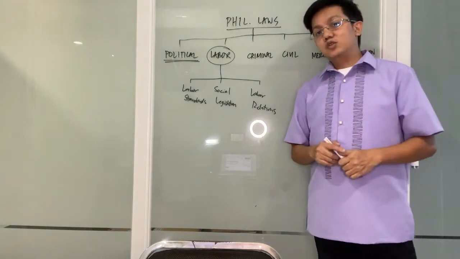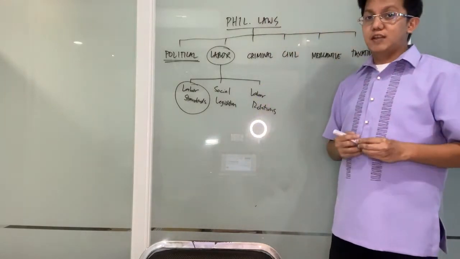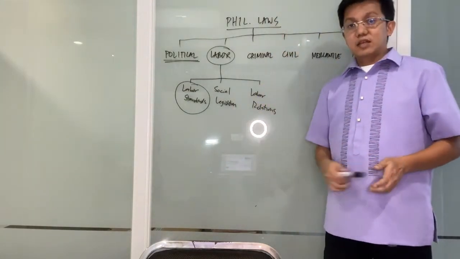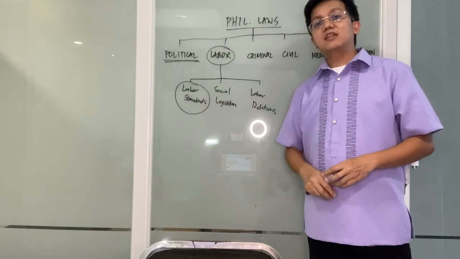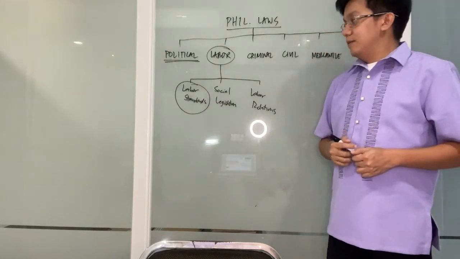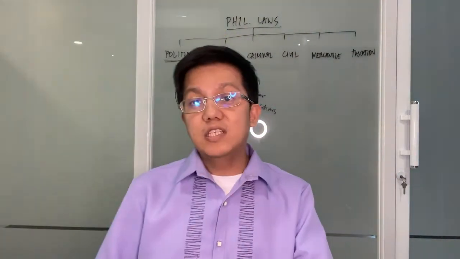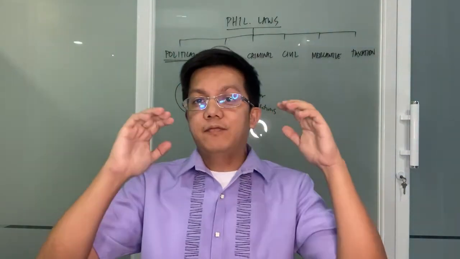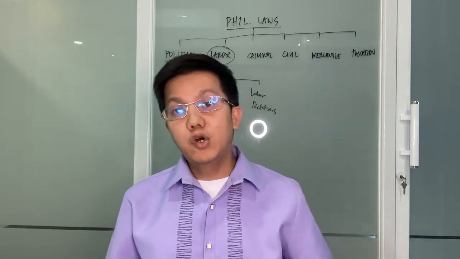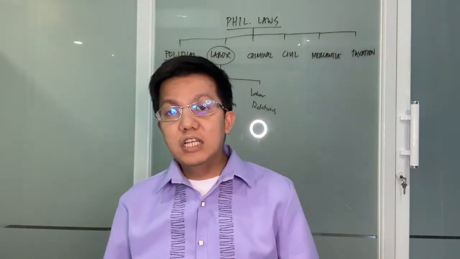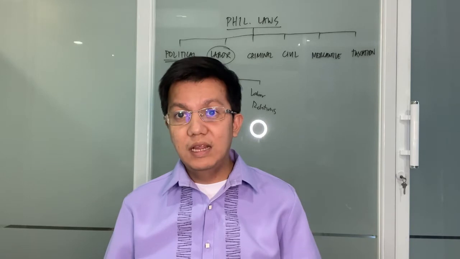But for our discussion today, we will be focusing on the first subdivision of labor law, which is labor standards. Again, this is the floor. This is the minimum set by law. But before we formally discuss the labor standards, if you remember, I told you that you have to determine first whether or not there is an employer-employee relationship. Because if there is no such relationship, then labor laws will not apply.